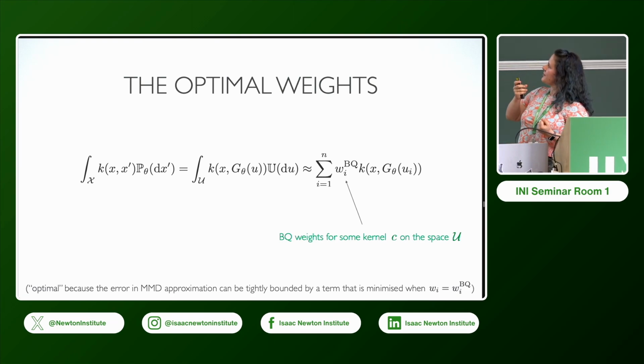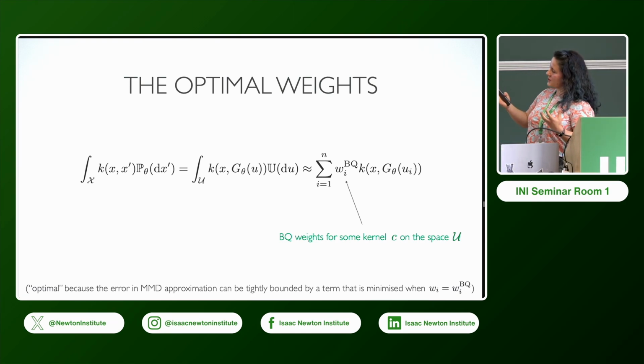And we're claiming that these weights are optimal in a sense. For more details, I'll refer you to the paper, but they're optimal because the error in MMD approximation can be tightly bounded by a term that is minimized when the weights are equal to these BQ weights.